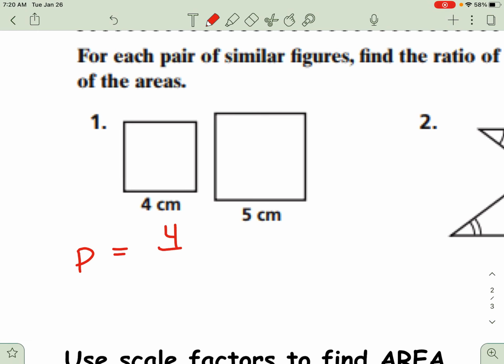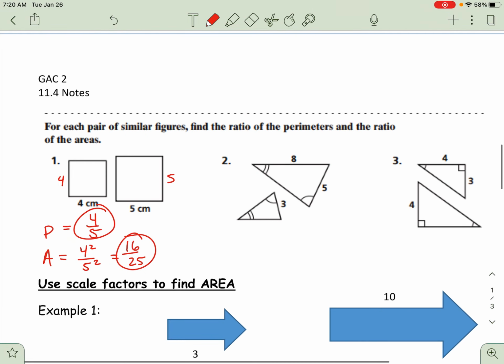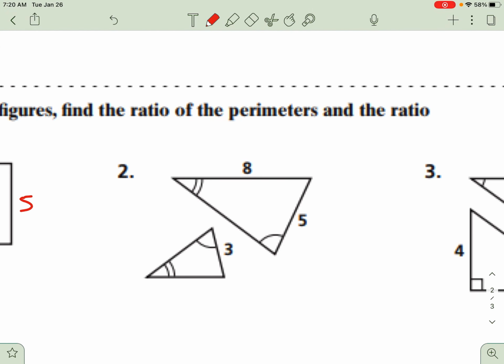and the ratio of the areas. So the perimeter here would be 4 over 5, side to side. The area, of course, would be 4 squared over 5 squared. Again, think of it like you're trying to find the area: 4 times 4, 5 times 5. So this would be 16 over 25. Notice the ratios of the perimeter and area are a little bit different.